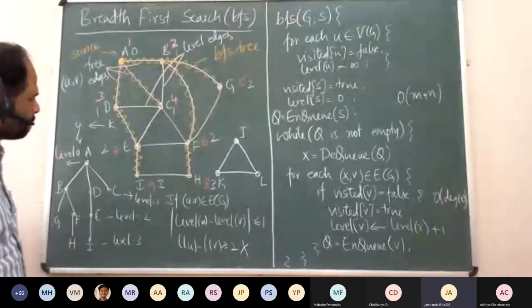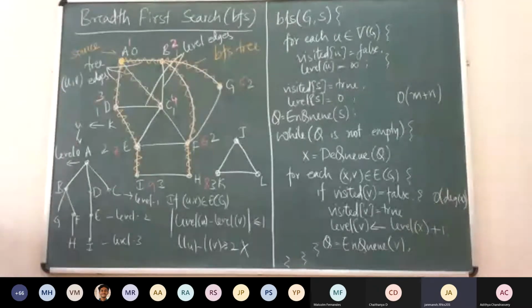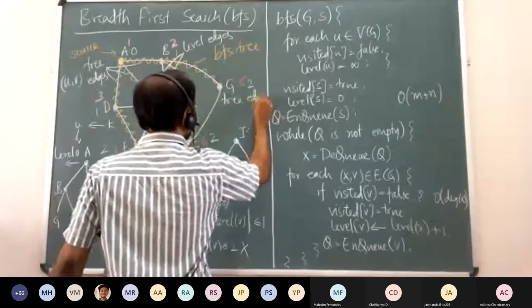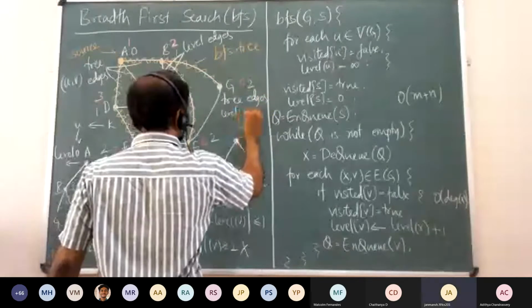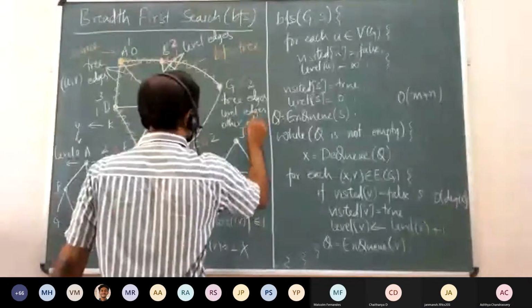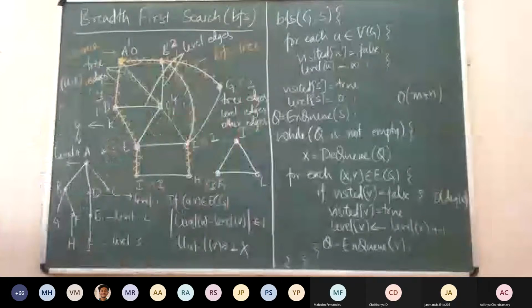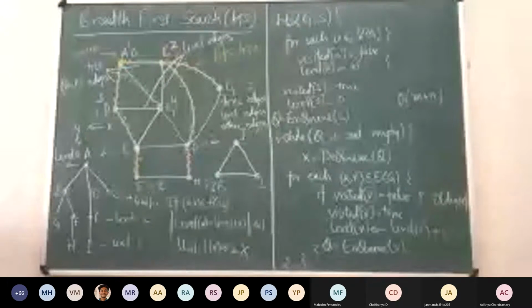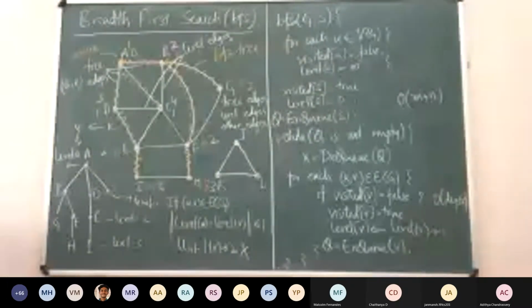Every other edge apart from the tree edges are level edges? No, no. There are tree edges, so let me write this. There are tree edges, there are level edges, then there are other edges. I don't want to call them by any name, just some other edges, neither tree edges nor level edges. How do we define level edges? The level edges are the edges that are going between two vertices in the same level.